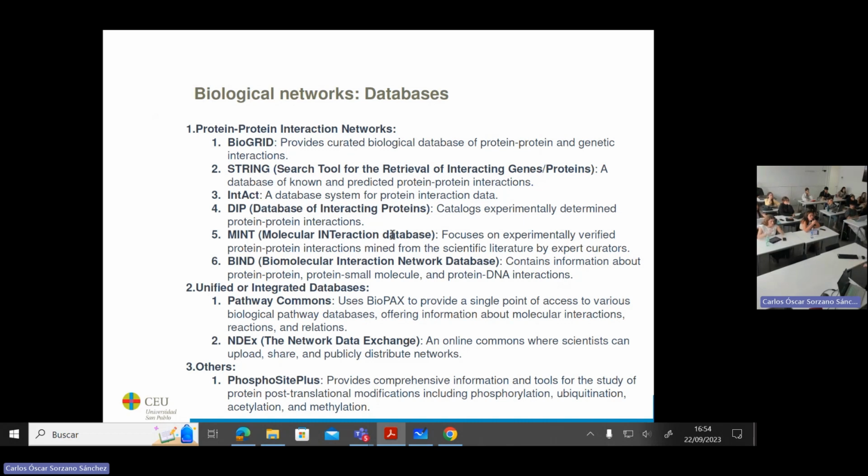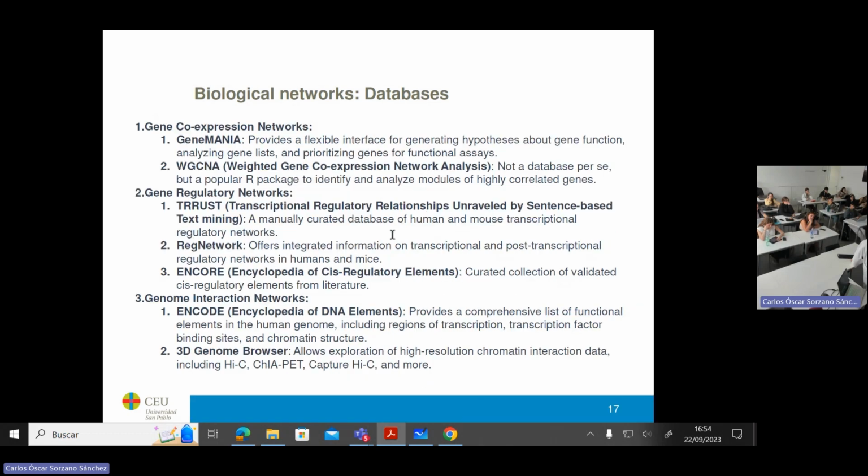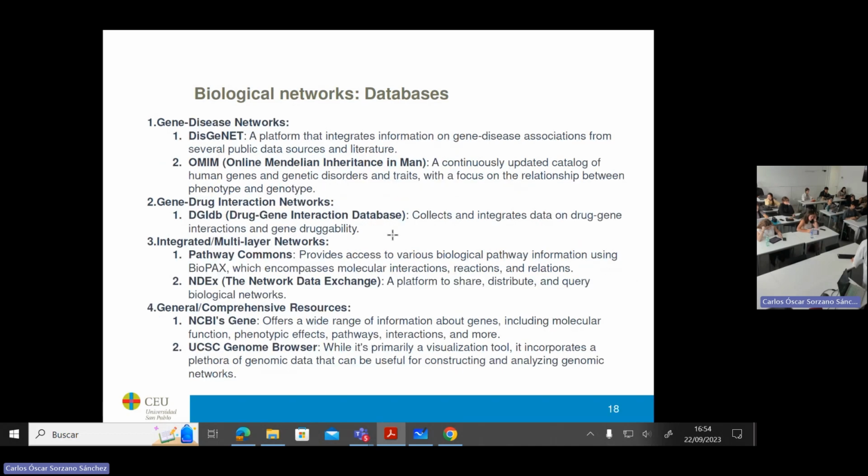Something else that is somehow related, but not exactly. So this PhosphoSitePlus is a database that tells you post-translational modifications. Then gene co-expression networks, these are genes that are co-expressed. So if one of them is expressed, the other one is also. Gene regulatory networks, genome interaction networks. So you have a lot of information there.